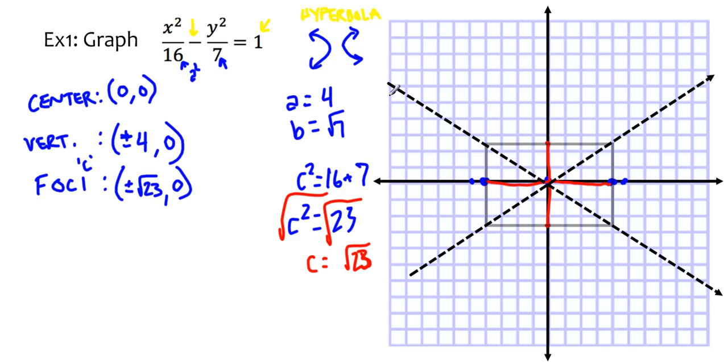And I know it's opening left and right. And it's got to touch the vertex. And again, this is just a sketch. And it'll look something like so. Okay, there's our graph. We found our center, foci, vertices. We drew in our axes, our rectangle, diagonals, so that we could draw our hyperbola.